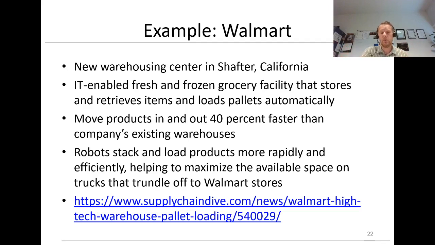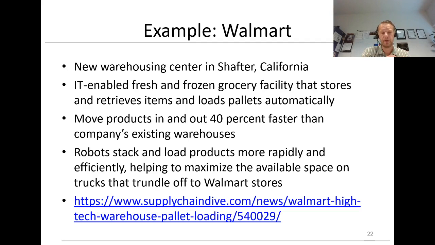So what they did was they developed a new warehousing center in Shafter in California, and using IT, they built an IT-enabled fresh and frozen grocery facility that stores and retrieves items and loads pallets automatically. How it does that is using scanning software, sensors and robots in a very innovative way. Using this new IT technology, they can move in and out 40% faster than the existing warehouses that they were using. Now that's a lot.